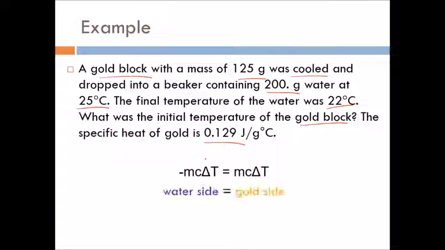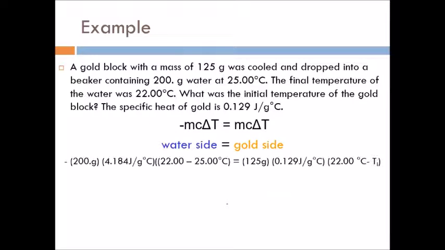Basically what we're going to see here is that the water is losing heat because it's going from 25 degrees Celsius to 22. And it tells us that the gold is cold, so it's going to gain heat, and the water is going to exchange heat with the gold. So the gold side gets the positive because the gold's going to gain heat, the water is going to lose heat. Now all you have to do is plug in the numbers.